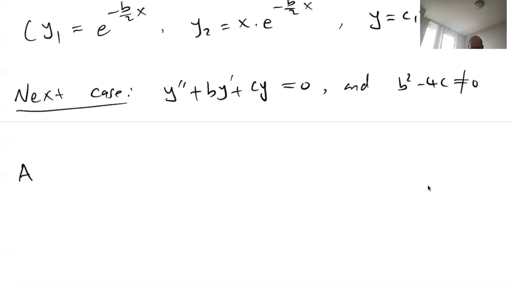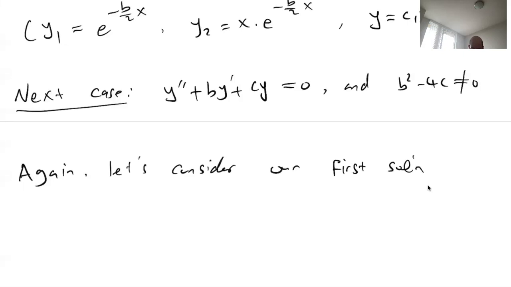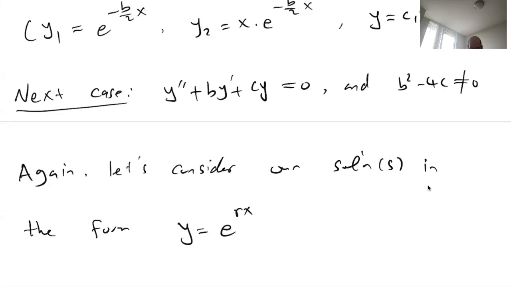So again, let's consider our solution, or let's say our solution or solutions. Let's see how many solutions we get. Our solution or solutions in the form y equals e to power rx. And here r is a constant.